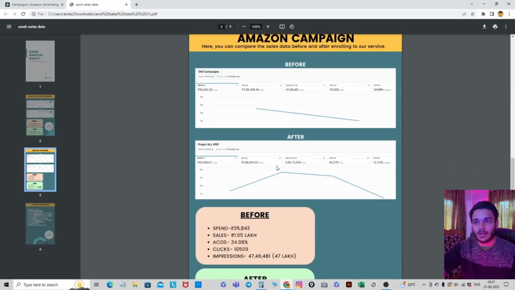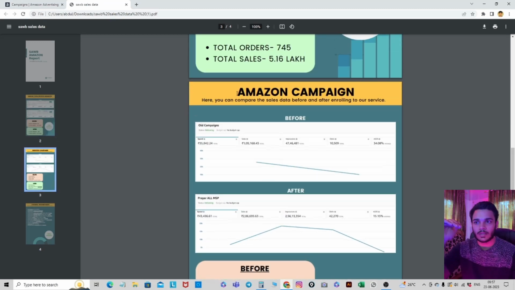And after that, we are going through the Amazon campaign. So campaign is really, really important. A lot of people used to call me, saying, "Hey, Abdul, I'm spending a really good amount in the PPC, but I'm not getting really good sales. I'm spending 1,000 rupees, but I haven't received a single order." So that's really a loss for them, right?